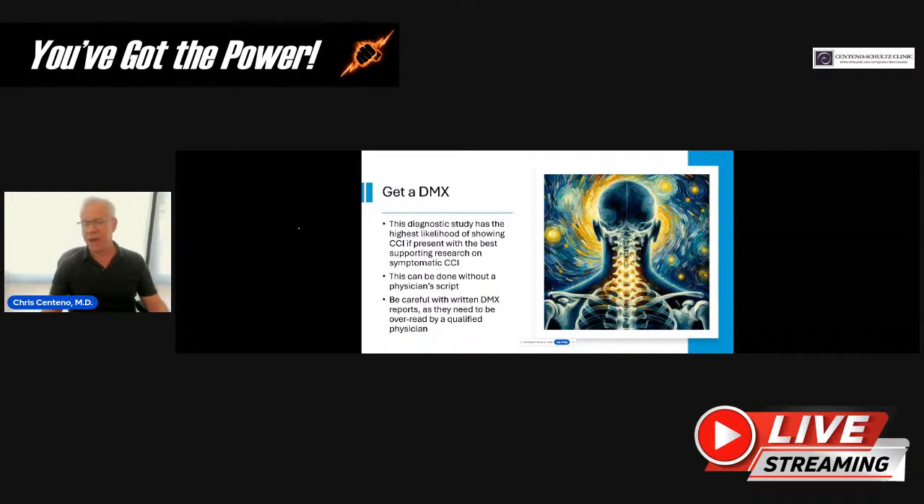Another one is get a DMX. As I've always said, if we're going to rank all of these different types of imaging, DMX is a good one, because in general, it tends to be more likely to identify CCI if CCI is present. Obviously, you can also get there on an upright cervical MRI with flexion extension views. In my experience, a little less likely to identify CCI if it's present, but still pretty good. You can also get there with other types of imaging.